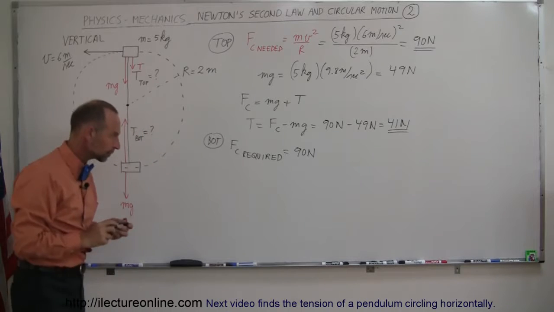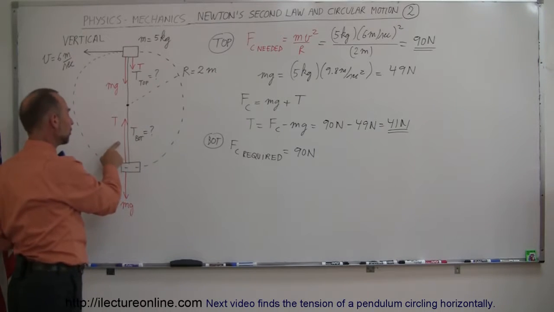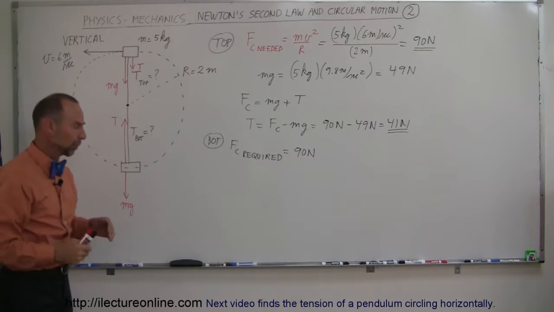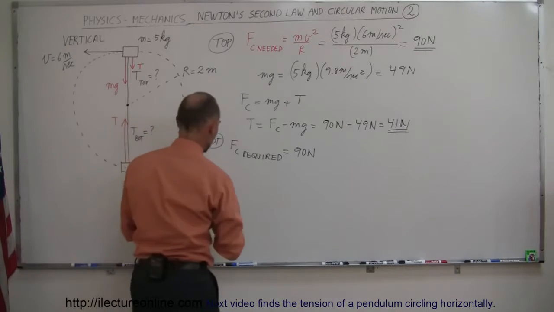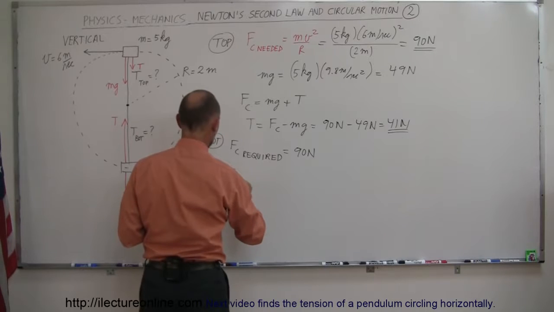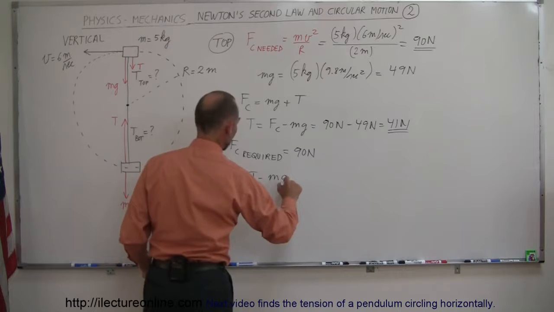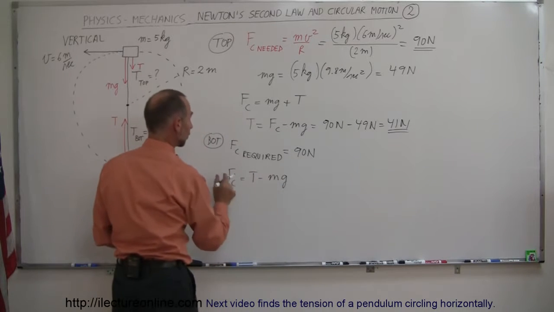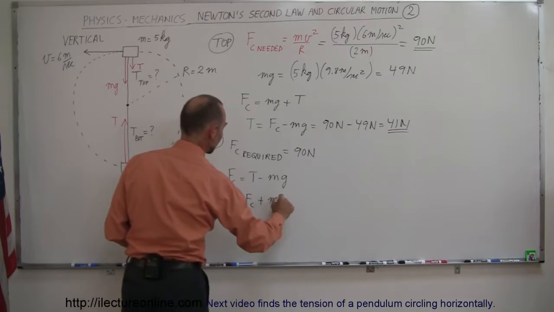Now, the centripetal force is going to be equal to the tension provided by the string minus the mg, minus the weight, because the weight, of course, is pulling in the opposite direction. So what we can say here is that the centripetal force F sub c is equal to the tension minus mg. If we solve this for tension now, we have to move the mg over to the other side.